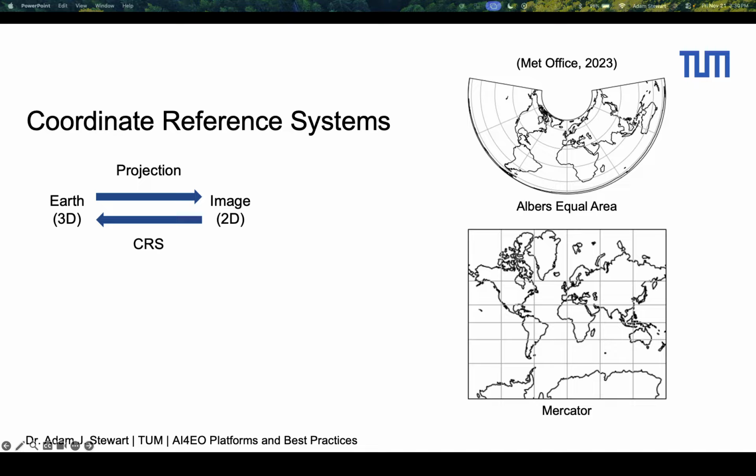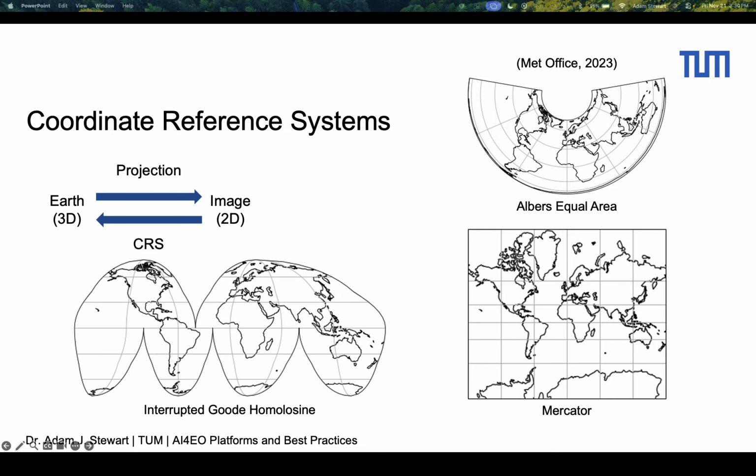So these projections matter a lot, not just because of political reasons, but also because if you have data in two different projections, they're not going to line up, right? They're completely shifted and squished and distorted with respect to each other. You need all of your data to be in the same coordinate reference system.